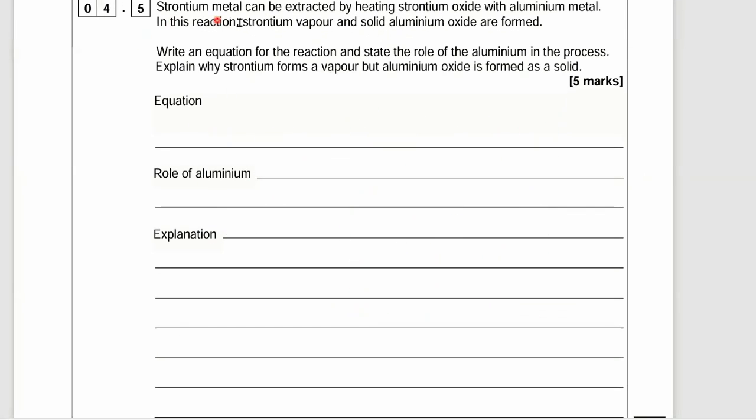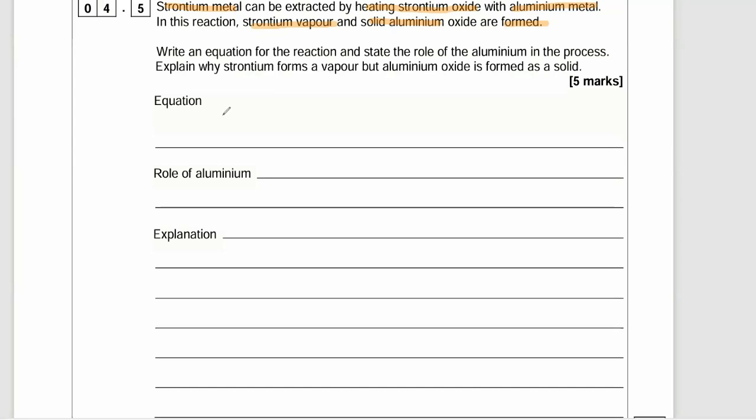Right, let's go. 4.5. Strontium metal can be extracted by heating strontium oxide with aluminium metal. In this reaction, strontium vapor and solid aluminium oxide are formed. Write an equation for the reaction and state the role of the aluminium in the process. Explain why the strontium forms a vapor, but aluminium oxide is formed as a solid.